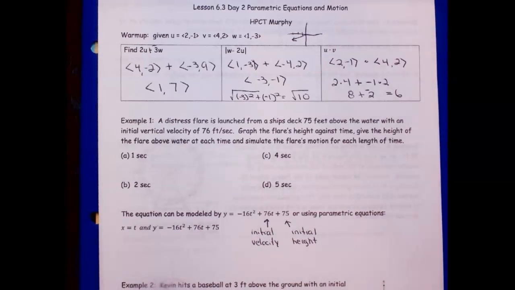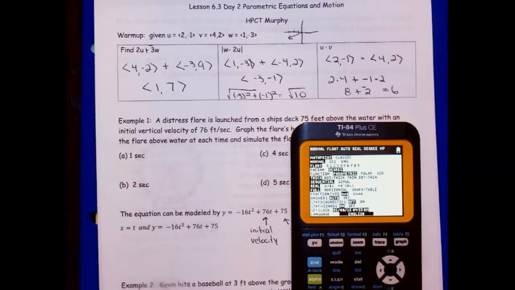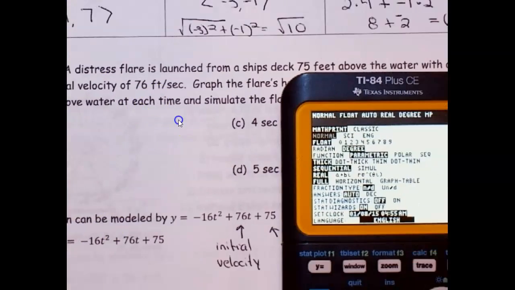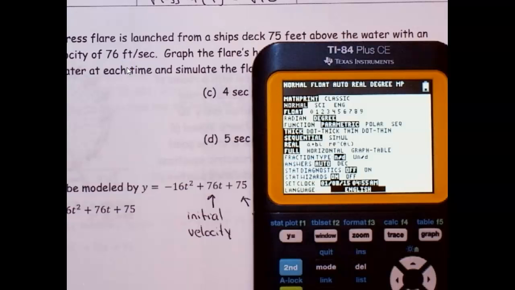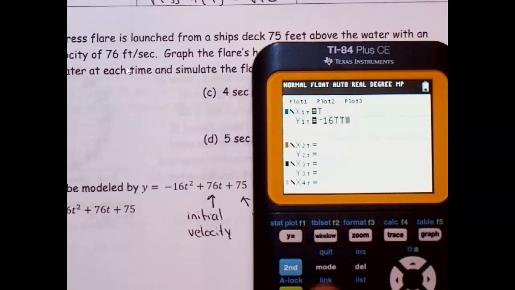So I'm going to go ahead and grab my graphing calculator. You want to make sure you are in degree mode, and you want to make sure you are in parametric mode. And I'm going to go ahead and go to y equals, and I'm going to type in the 2 equations. So x is equal to the time, and then our second equation was the negative 16t squared, plus that initial velocity times time plus the initial height.